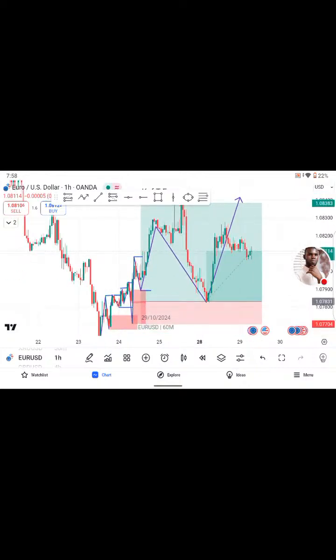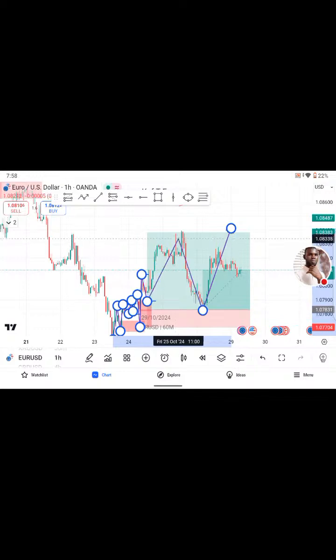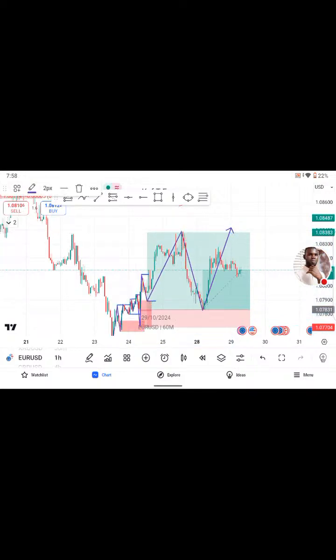So this is what I'm actually expecting now. Price to go and take out the external liquidity. So I'm expecting price taking out the external liquidity. As you can see, it was a sniper and it's still running profit. So that was a mistake I did yesterday, which actually led to SL.